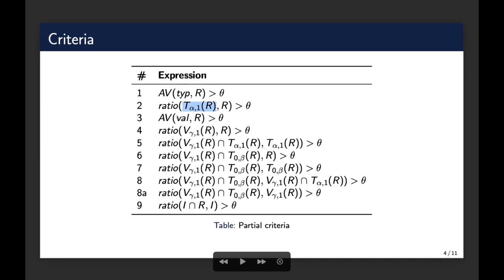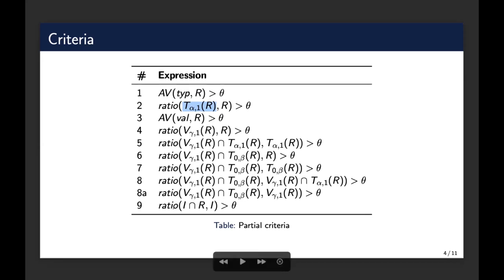So for example, you can see the number 3 is very similar to the first one, but instead of typicality, we use the value, right? And then we can have more elaborated expressions. We are not going to explain them in detail, but you see this criteria uses these properties and combines them in different ways, using the output in some cases, and using also the inspiring set in other cases.